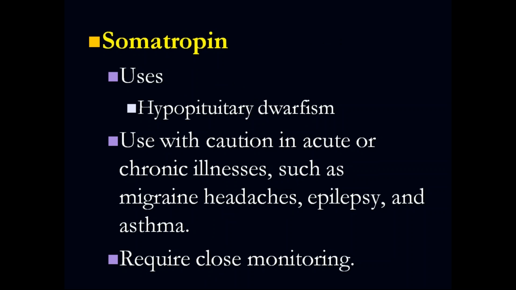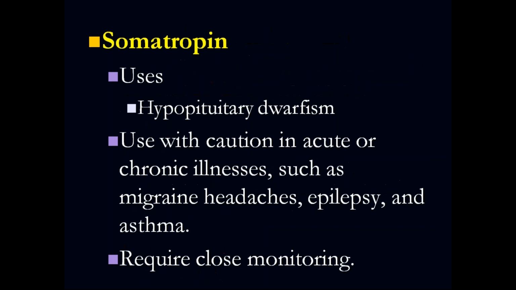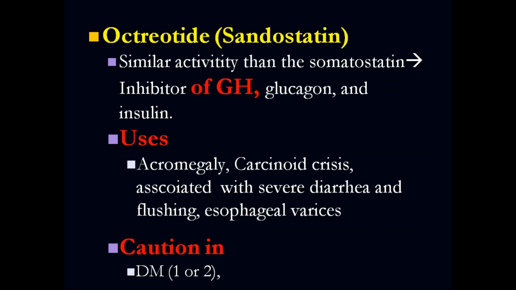The octreotide, the Sandostatin. So listen, somatropin is growth hormone, in other words, and the octreotide is the opposite. It's going to inhibit the growth hormone. Again, somatotropin has the activity of growth hormone, and the octreotide is going to inhibit the growth hormone.